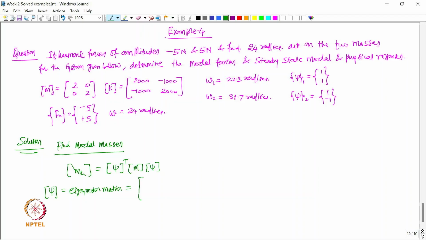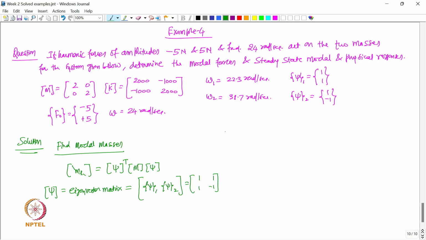In the present case, the eigenvector matrix as a standard convention contains the columns as the eigenvectors. That should always be remembered, right. It is the column which is the eigenvector, not the row. So, the first column is the psi 1, this is the first eigenvector, and the second column is the second eigenvector psi 2, right. So, if you combine this, you get 1 1 and 1 minus 1. So, that becomes the eigenvector matrix.